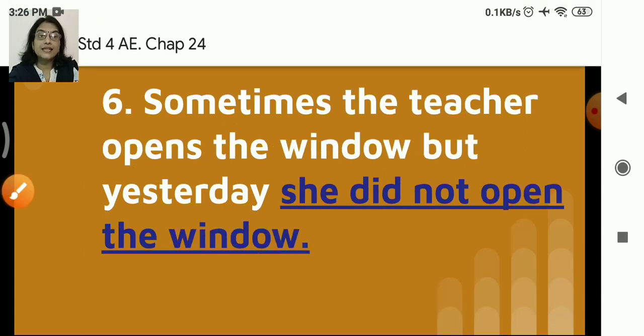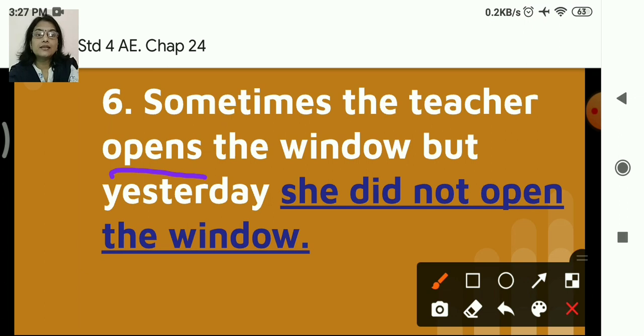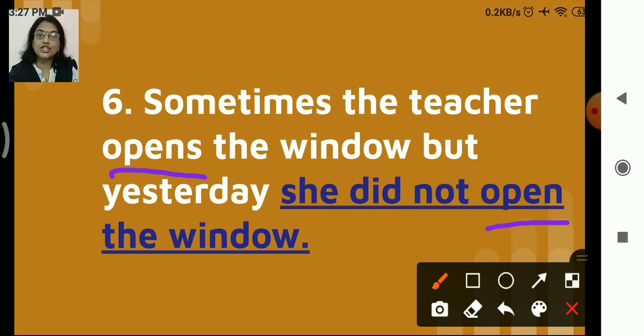The sixth sentence. Sometimes the teacher opens the window, but yesterday she did not open the window. Here what has happened? Again, opens, open. Right? That is the change we have done when we are completing it. She did not open the window. Children, here you can see in your book, in front of question number 6, you can see the closed window. So, sometimes the teacher opens the window, but yesterday she did not open the window.